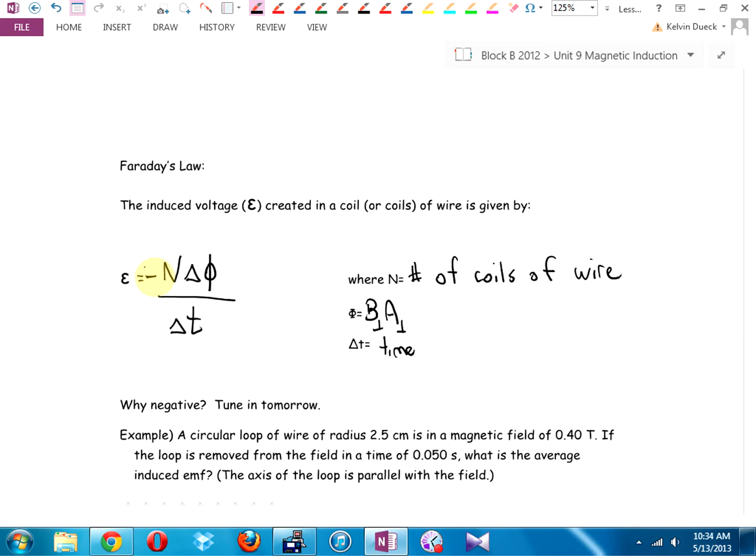Fine. The reason it's negative is because of Lenz's law. And Lenz's law says that the direction of the current induced by a voltage is created in direct opposition to the direction of the magnetic field that caused the current in the first place. There, now you know.